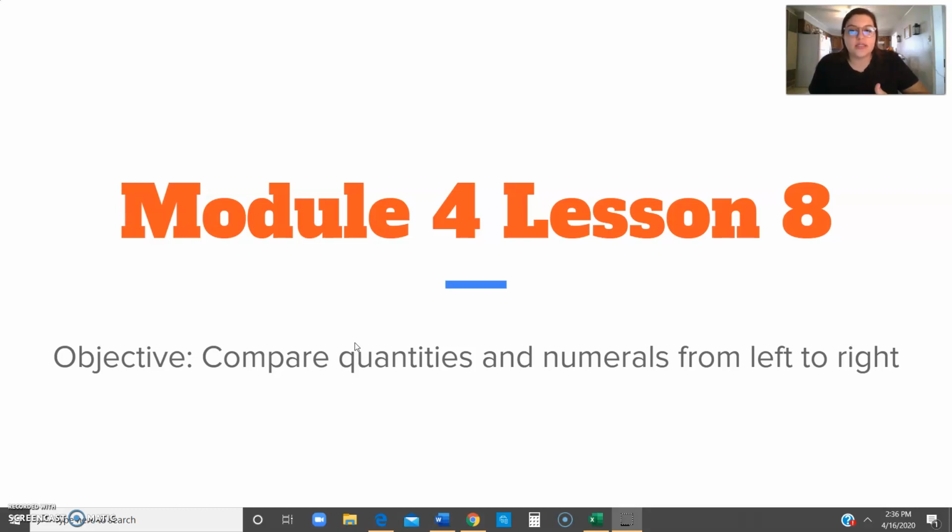So our objective for lesson 8 is compare quantities and numerals from left to right. So remember, quantities is just another word for amount. Numerals is just another word for numbers, okay? And again, this lesson is review, so it should not be anything new. You guys have done this before, but we are going to review it together.